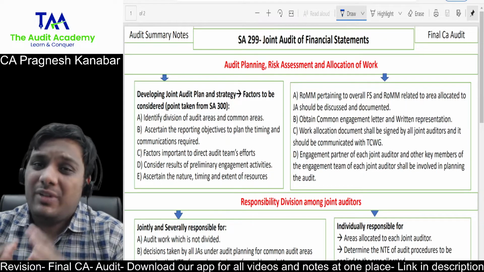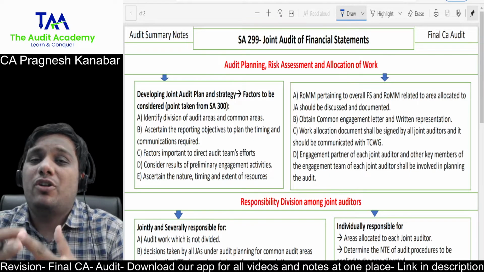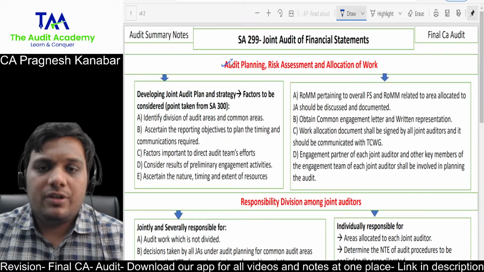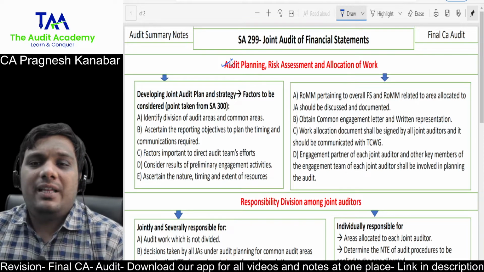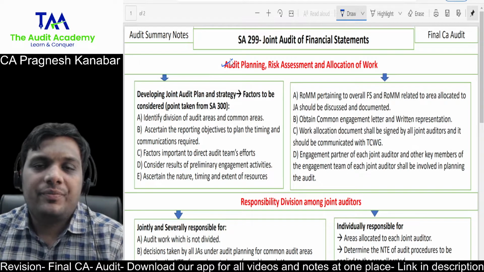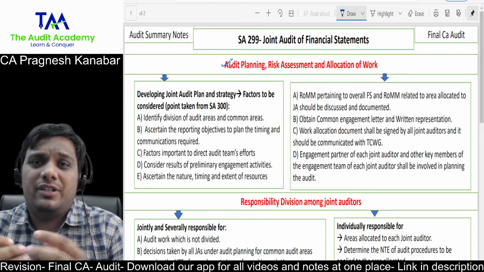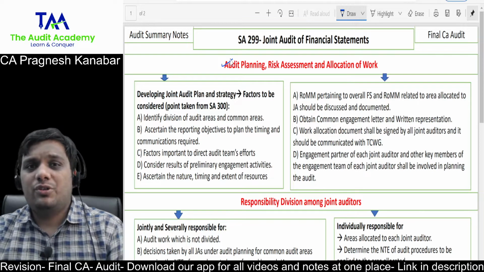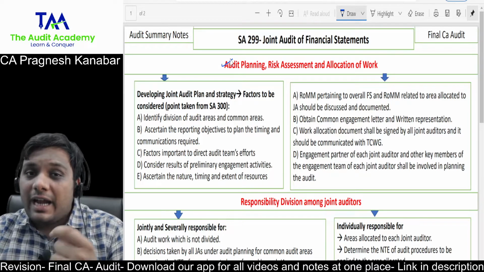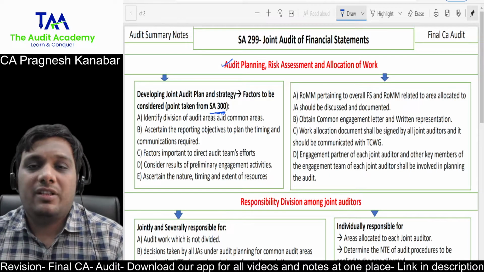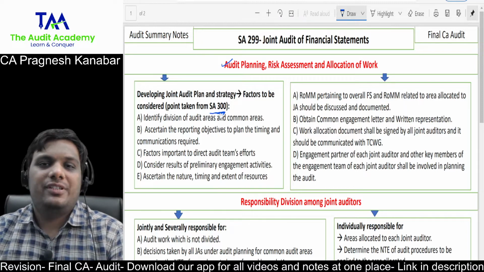But this is from the SA perspective. That means as joint auditors of the company, what are you going to do over there? So what is your responsibility? First of all, planning, risk assessment and allocation of work. So when we talk about audit planning and audit strategy, joint auditors need to develop a joint audit strategy, joint audit plan, and for that what are the factors to be considered? This is very much similar to SA 300. What are the factors to be considered in developing joint audit strategy?